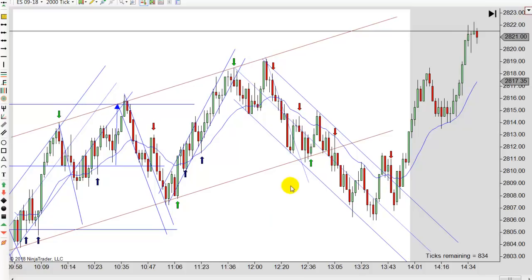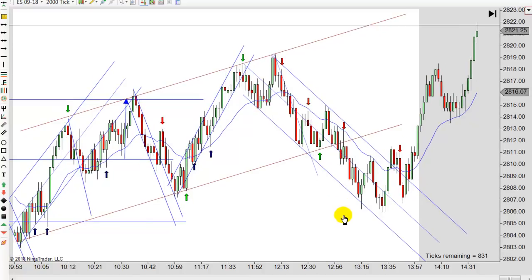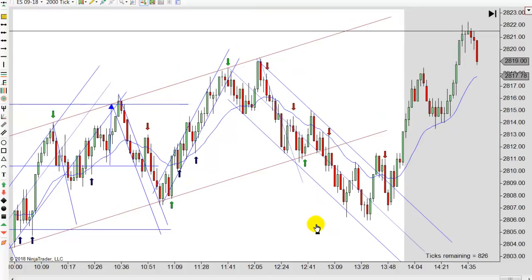But I would have expected it to make a new low, because that's a pretty nice little trend down. So I would have expected it to make a new low, but it didn't. So you got to take what it gives you.